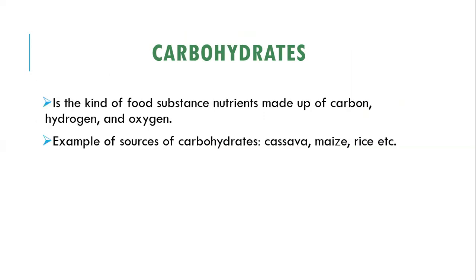Carbohydrates are food substances, or nutrients, that are made up of carbon, hydrogen, and oxygen. So the main composition of carbohydrates is carbon, hydrogen, and oxygen. These are just the components of these nutrients. Examples of sources of carbohydrates include cassava, maize, rice, etc. These are just some of the sources of carbohydrates.